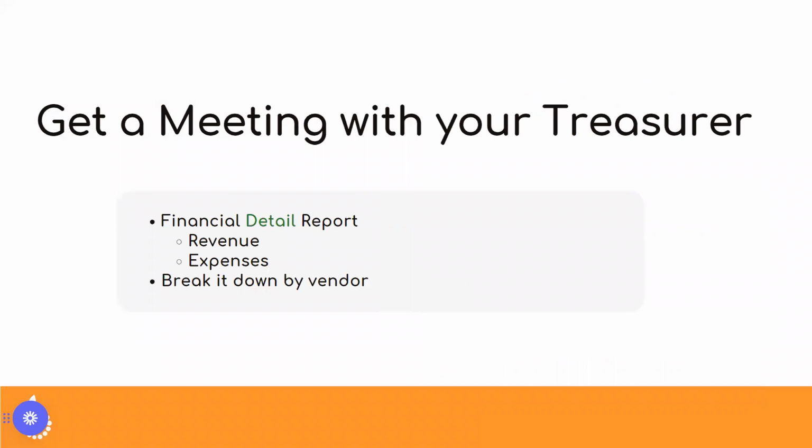The first thing you're going to want to do is definitely get a meeting on the calendar with your treasurer. You'll want to ask him or her for a financial detail report. In this report, you'll want to see your revenue, so the money that you brought in, as well as your expenses or what it's cost you to run your program. You'll want to get that broken down by vendor as well so that they can see the details, and even better is if they can break it down by the individual buildings within your district. The more information that you can give them, the better you'll be.